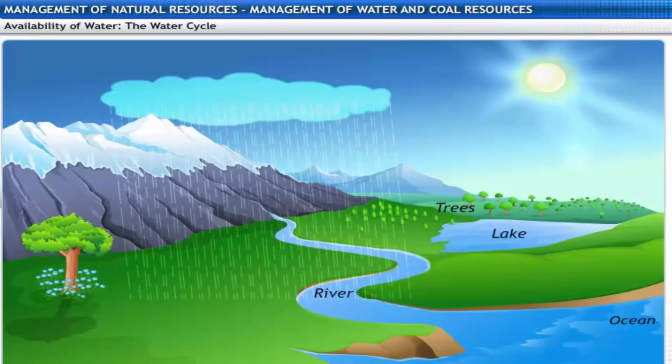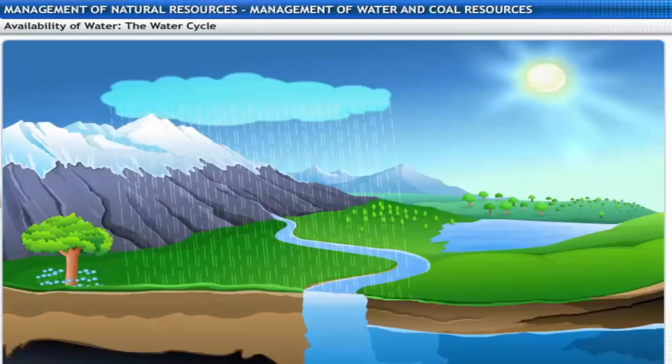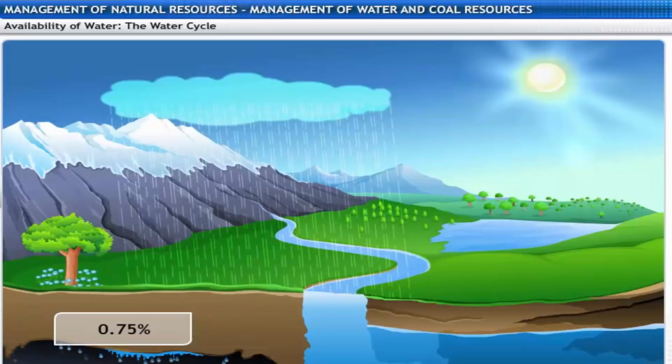This means water is always available, but in different forms. Around 97.5% of water in oceans is salty. 1.75% of fresh water remains frozen in glaciers and polar ice caps, while the rest, 0.75%, exists as groundwater.